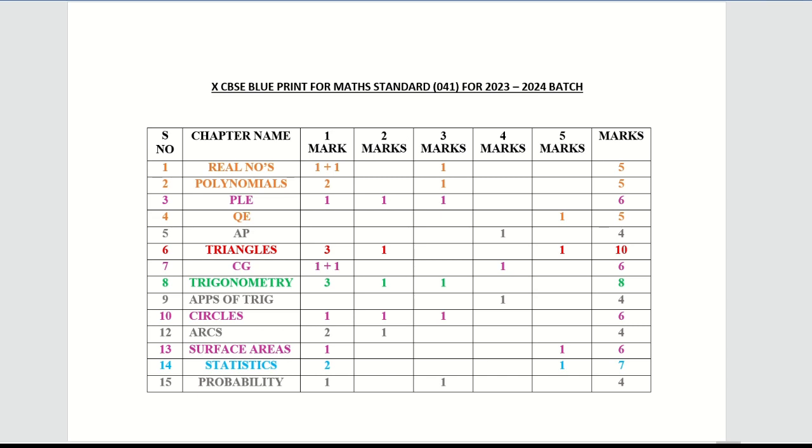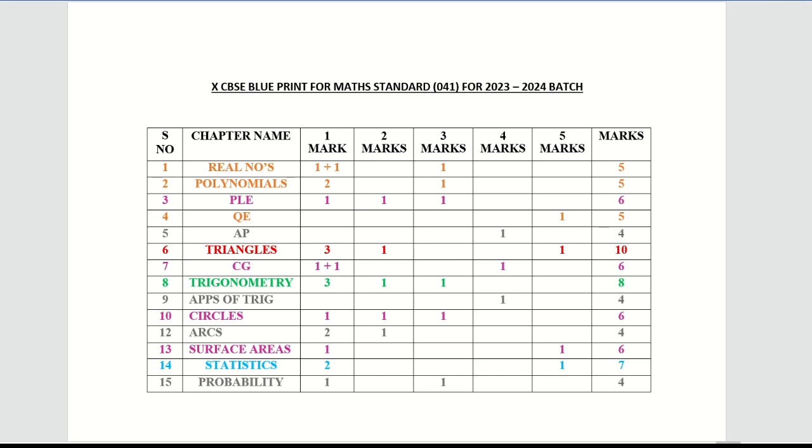As you can see, in real numbers there are totally 5 marks, out of which 2 are MCQs, one of them an assertion and reason type question, and one is a 3 mark question. Polynomials also have 2 MCQs and one 3 mark question, so another 5 marks. Next is PLE, pair of linear equations in 2 variables: only 1 MCQ, one 2 mark and one 3 mark, so the total weightage is 6. Next, quadratic equations, you have just 5 marks, a single 5 mark question.